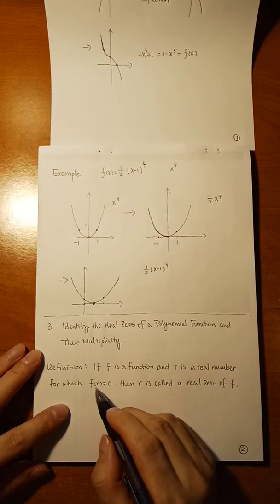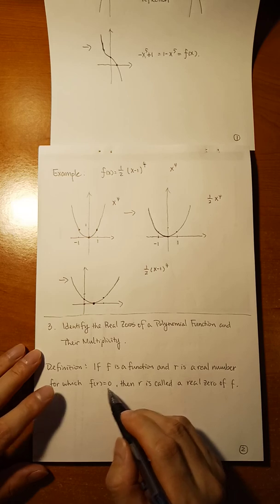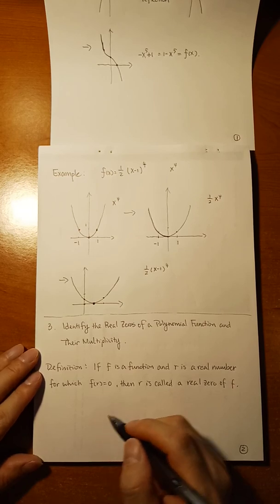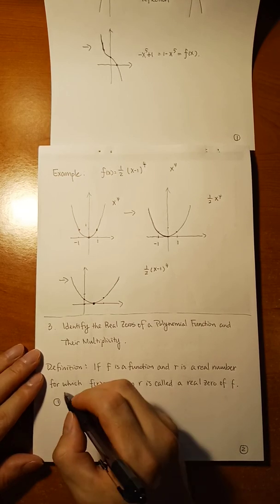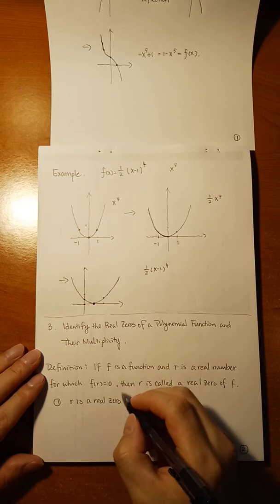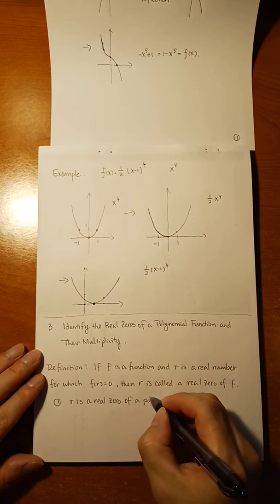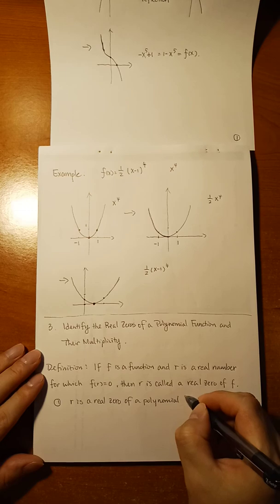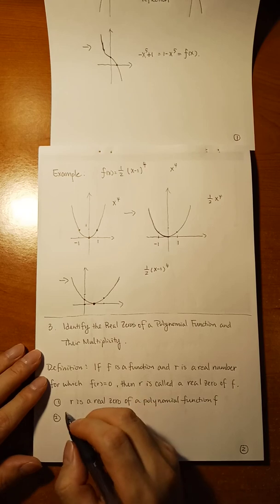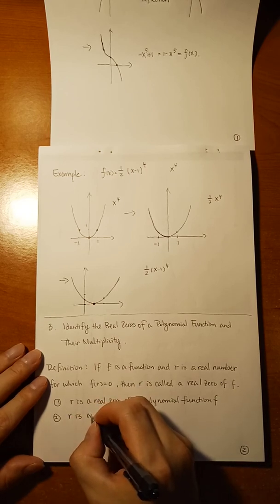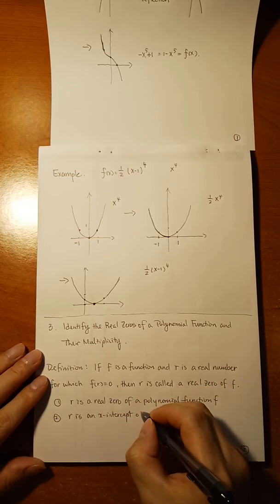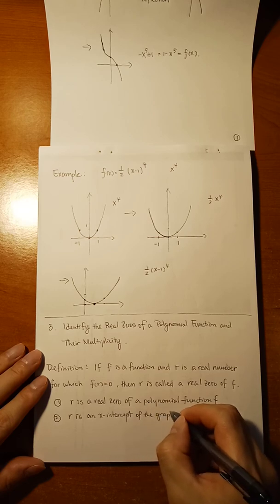Because of this, you see here, it's a solution, it's an X-intercept. Because of this definition, we have 4 equivalent statements. 1, r is a real zero of a polynomial function. Second, r is an X-intercept of the graph of f.